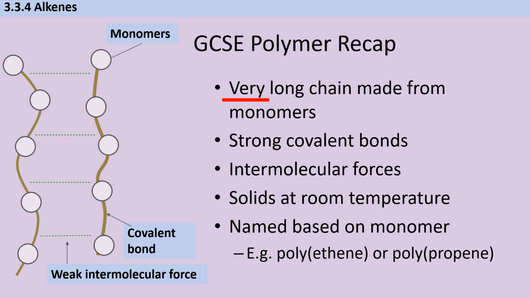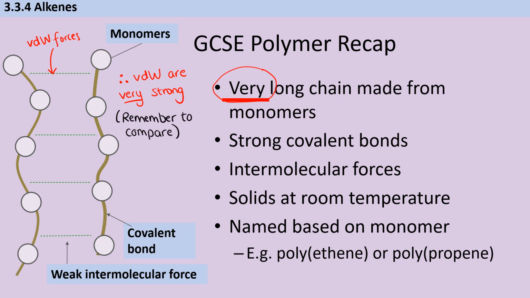In GCSE chemistry, you learned that polymers were very long chains made from repeating units called monomers. The monomers are bonded together in the chain by strong covalent bonds, but then there are weak intermolecular forces between the chains. Now, obviously at A level, we can name these as van der Waals forces. And we know that larger molecules have stronger van der Waals forces. And so, since polymers are very large molecules, they have very strong van der Waals forces. These are much stronger than small covalent molecules like the monomers that they're made from. And this helps us to explain why the vast majority of polymers are solids at room temperature.